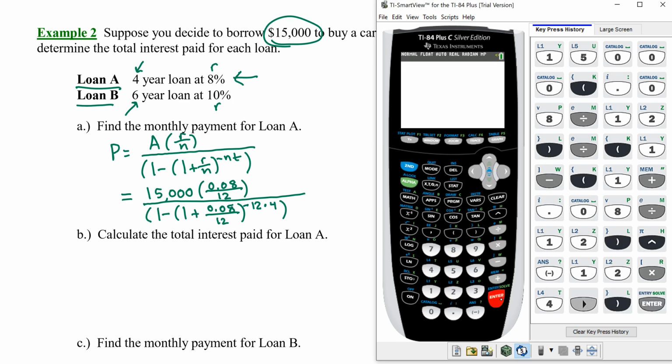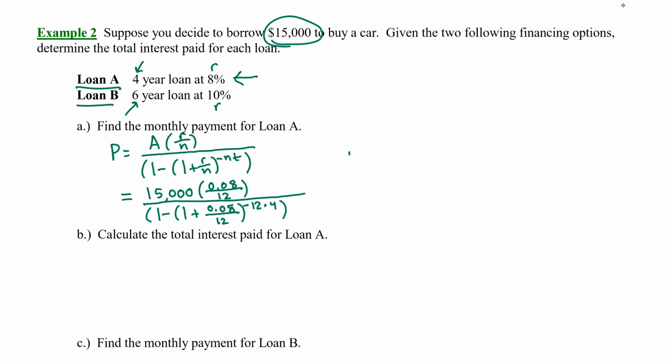Payment for loan A would be $366.19. Okay, let's do that again. Let's calculate the loan. We're still on loan A. Calculate the total interest paid for loan A.